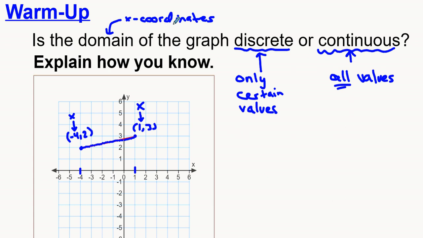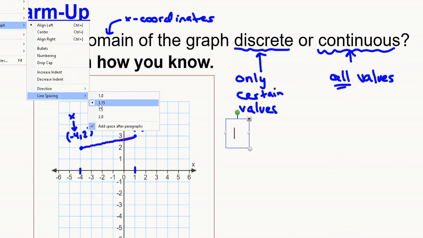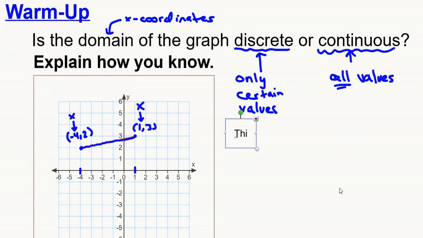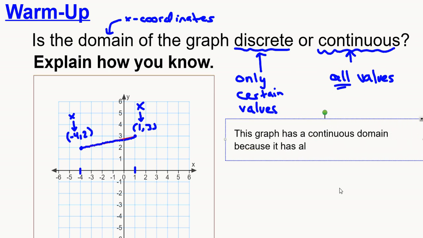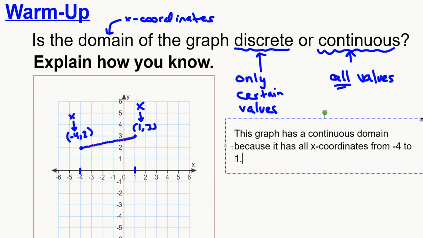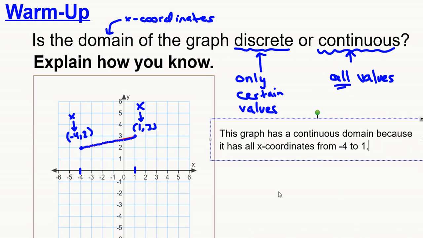So I'm going to say, let me type this so it goes a little faster. I'm going to say this graph has a continuous domain because it has all x coordinates from -4 to 1. And again, it would be discrete if it had only certain values.